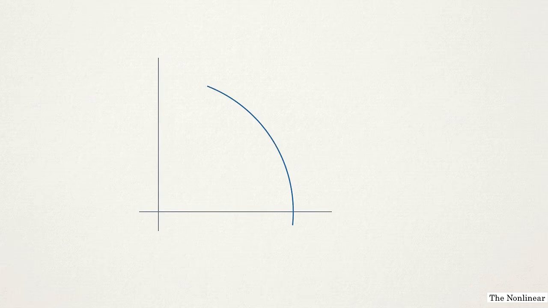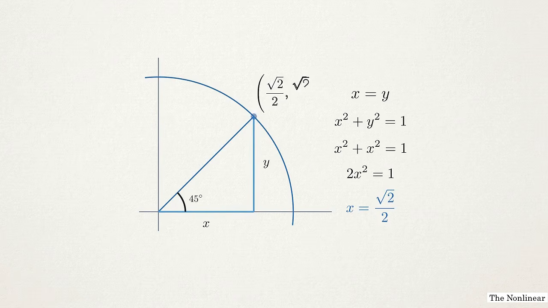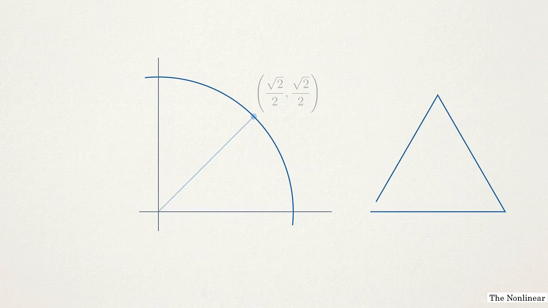At 45 degrees, the point sits exactly halfway between the horizontal and vertical axes. Symmetry requires the horizontal base and vertical height are equal. By the Pythagorean theorem, x squared plus y squared equals 1. Solving this reveals both coordinates are exactly root 2 over 2.